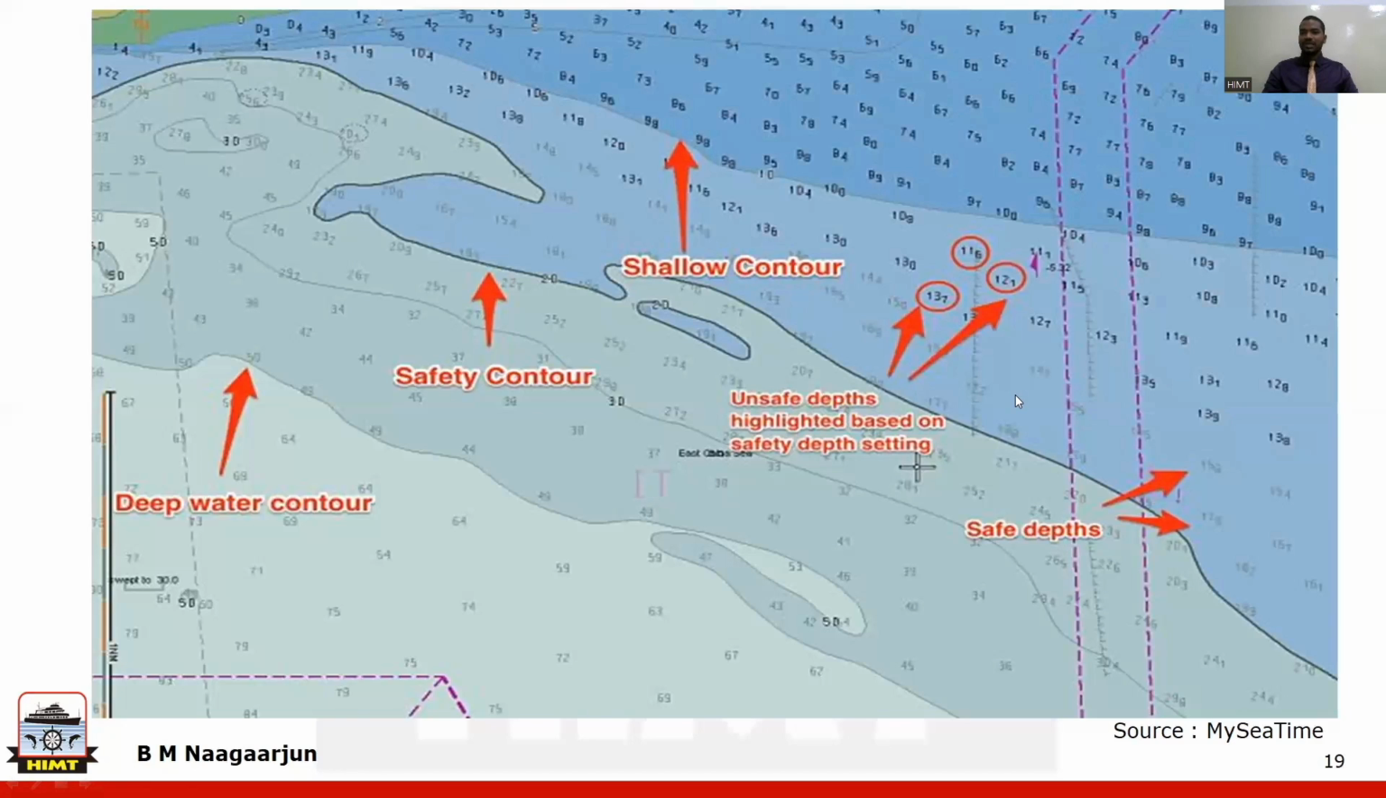So this gives us an opportunity to cross the safety contour, but still we can navigate in the depths between 14 meters and 20 meters, which is shown by the gray depths. We'll have to stay on the gray depths and we should never enter the highlighted depths which are in black color. This way, the safety depth is shown as a border for the 14-meter contour.